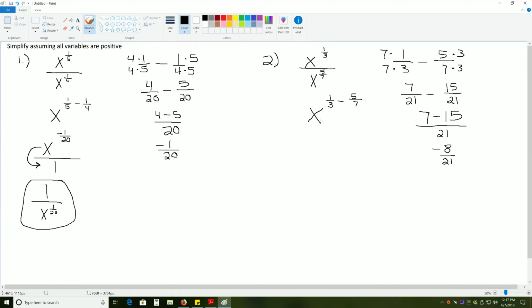So x to the 1/3 minus 5/7 is x to the negative 8 over 21. And now again, because we have a negative in our exponent, we have to put this entire thing over 1 and move this value that's being raised to a negative exponent to the denominator to make it a positive exponent. So that gives us 1 over x to the 8 over 21.